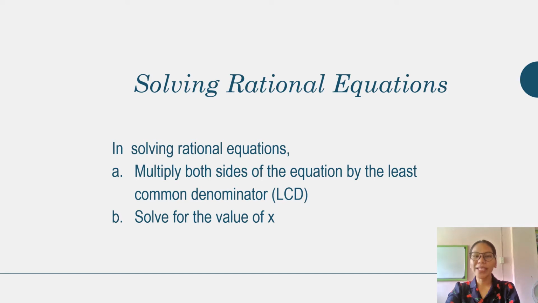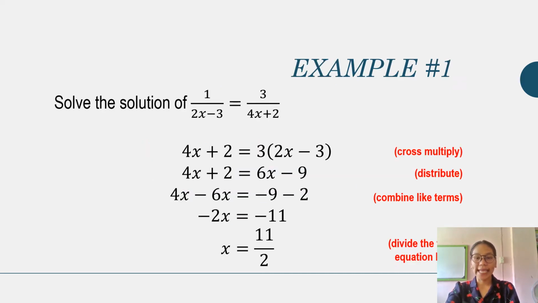Okay, how are we going to solve rational equations? In solving rational equations, first, we're going to multiply both sides of the equation by the least common denominator or the LCD. Then second, we're going to solve for the value of x. Okay, example number 1. Solve for the solution of 1 over 2x minus 3 equals 3 over 4x plus 2.